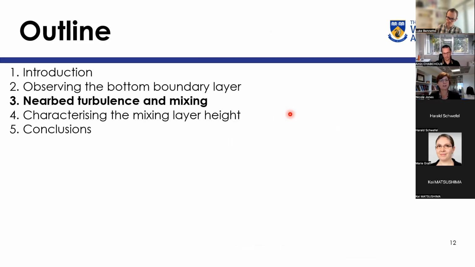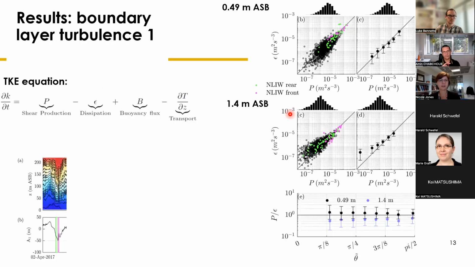Okay, so now we're going to look at some of the near-bed turbulence and mixing from these two sets of observations. So we'll start with the field observations. With the field observations, we just have some very detailed observations at a couple of points above the bed. This is why it's so nice to have the LES to complement our observations, because we get much better resolution, obviously, with the LES.